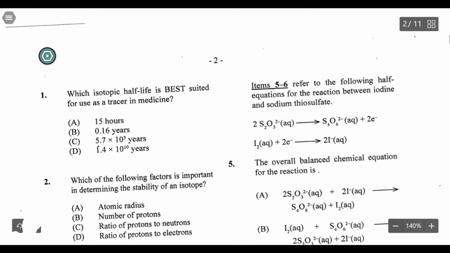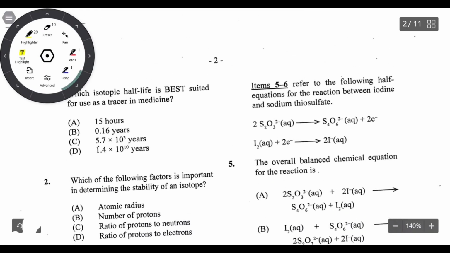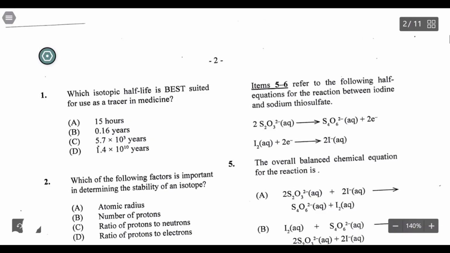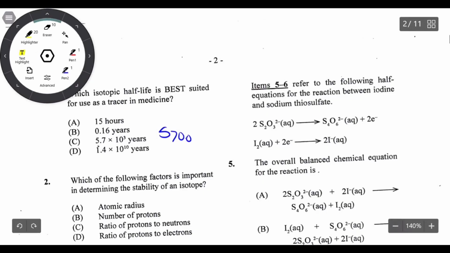So the first question says, which isotopic half-life is best suited for use as a tracer in medicine? A, 15 hours, B, 0.16 years, C, 5.7 times 10 to the 3 years, which is about 5,700 years, or D, 1.4 times 10 to the 10 years, and that's even larger than 10 to the 3.